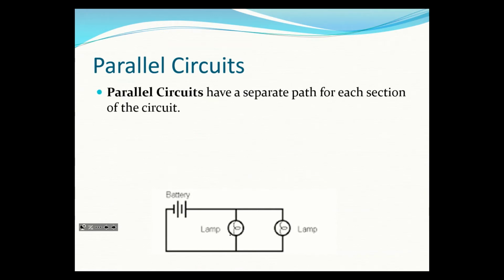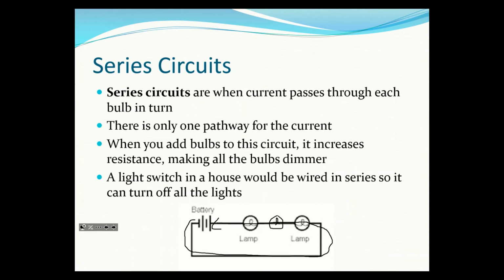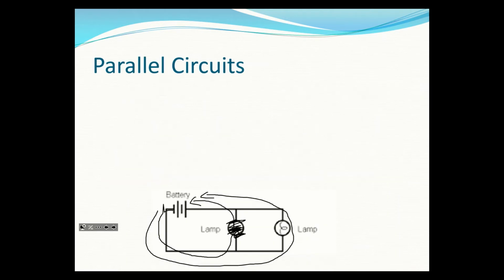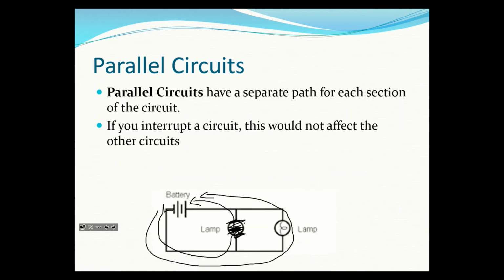So parallel circuits have a separate path for each section, right? So the current has a couple options. It can go this route, or it can go this route. And if this bulb burns out, it can still make it through this bulb just fine, as opposed to a series circuit, where if this bulb burns out, all of a sudden you have a block in the path and all the bulbs would go out. So if you interrupt a circuit, it doesn't affect the other parts of the circuit, right?